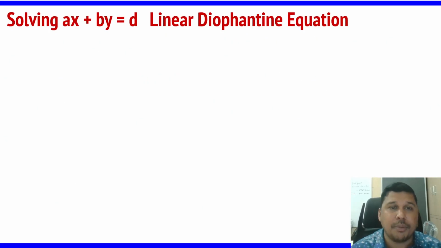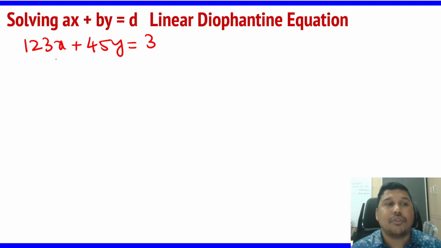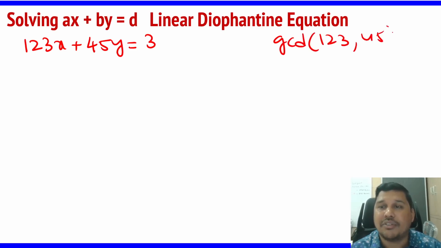Let us see another problem of this equation and try to solve it. Let me give the question. The equation given to us is 123x plus 45y equal to 3. Now what you have to do here, first you have to find the GCD. So find the GCD for 123 and 45.